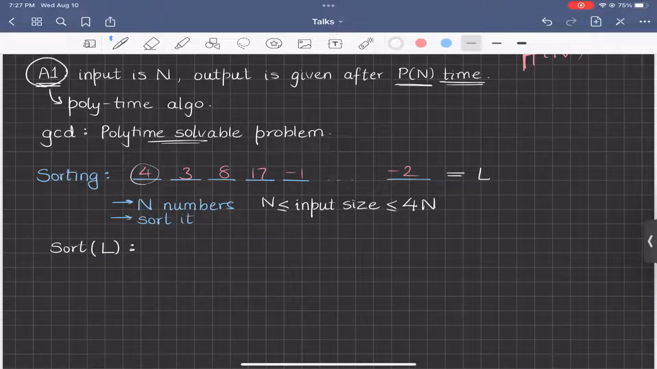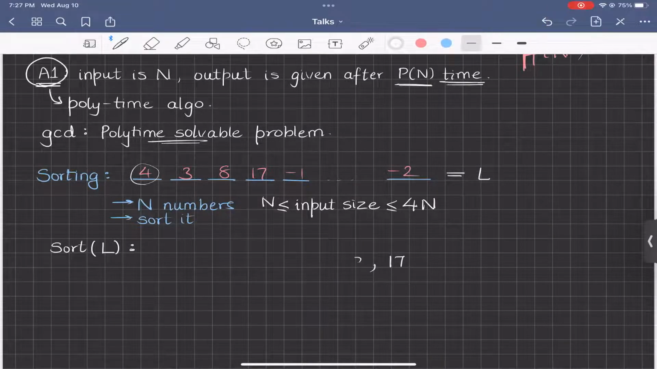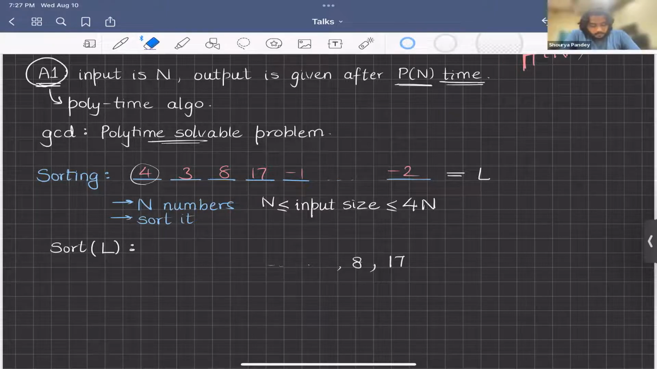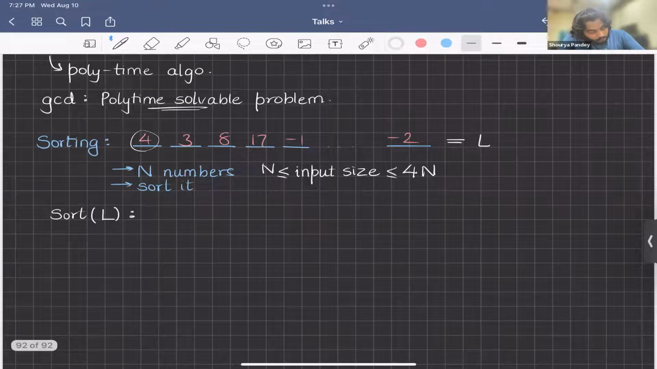Like find the largest one and then put it at the end. Yes, just find the largest and put it at the end, and then among the remaining, find the second largest and put it at the end, etc. Right. So let's do that, right? So first, okay.